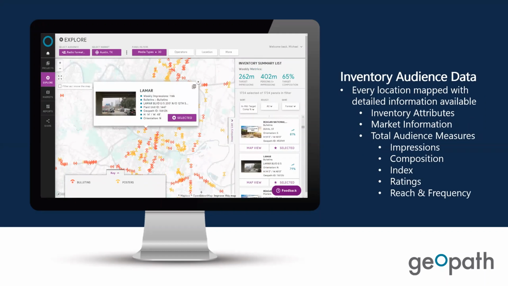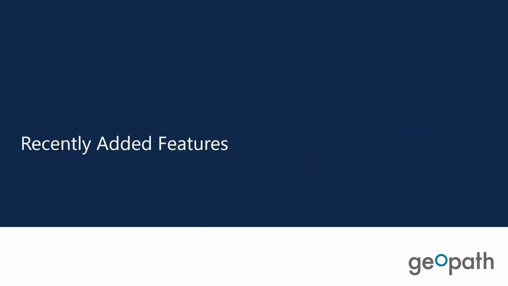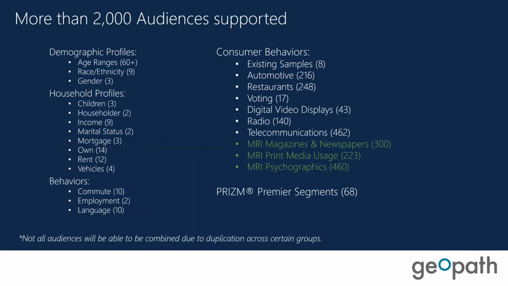And then all the inventory is mapped on the Insight Suite, on the interactive maps. And as you dig down and click on any one piece of inventory, you'll see all the additional information that's provided for you in terms of zip codes it's drawing audience from, market areas, as well as other audiences it's over-indexing for. So recently added features, we're going to walk through those here.